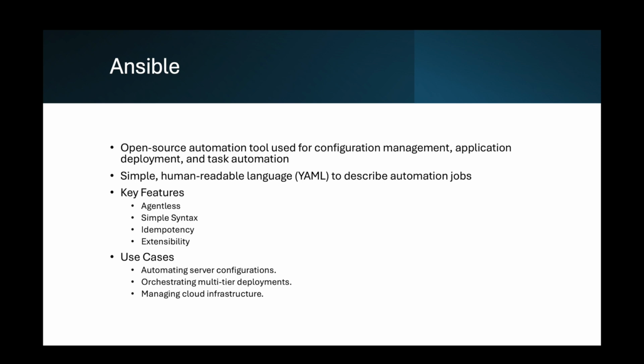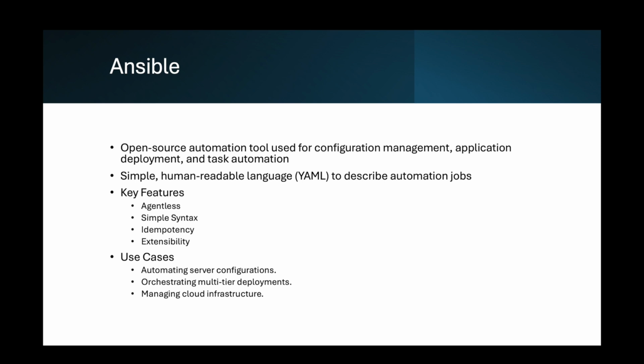It uses a simple human readable language, YAML, to describe automation jobs, making it easy for users to write and understand automation scripts. Now, the key features of Ansible are: it's agentless. Ansible operates without the need for agents on the client systems, communicating over SSH.